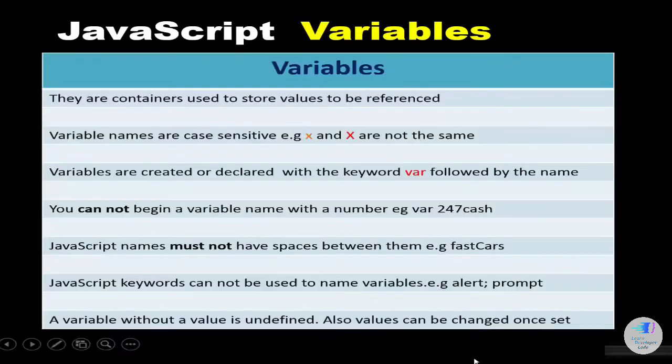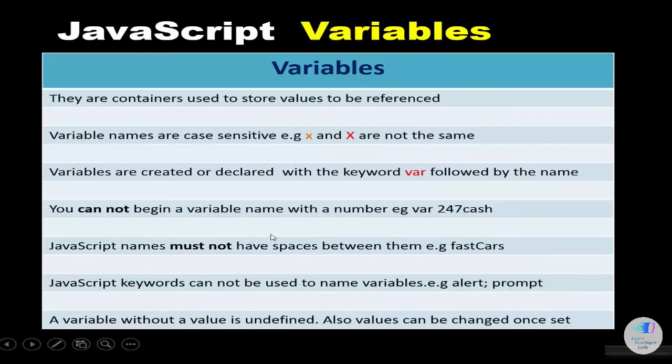All right, just before I create some variables, I just want to go through what I have spoken about so far. Variables are containers used to store values that can be referenced and used later. Variable names are case sensitive. So if you name a variable lowercase x and try to change the value thinking it's an uppercase X, you may get some issues. Variables are created or declared using the keyword var.